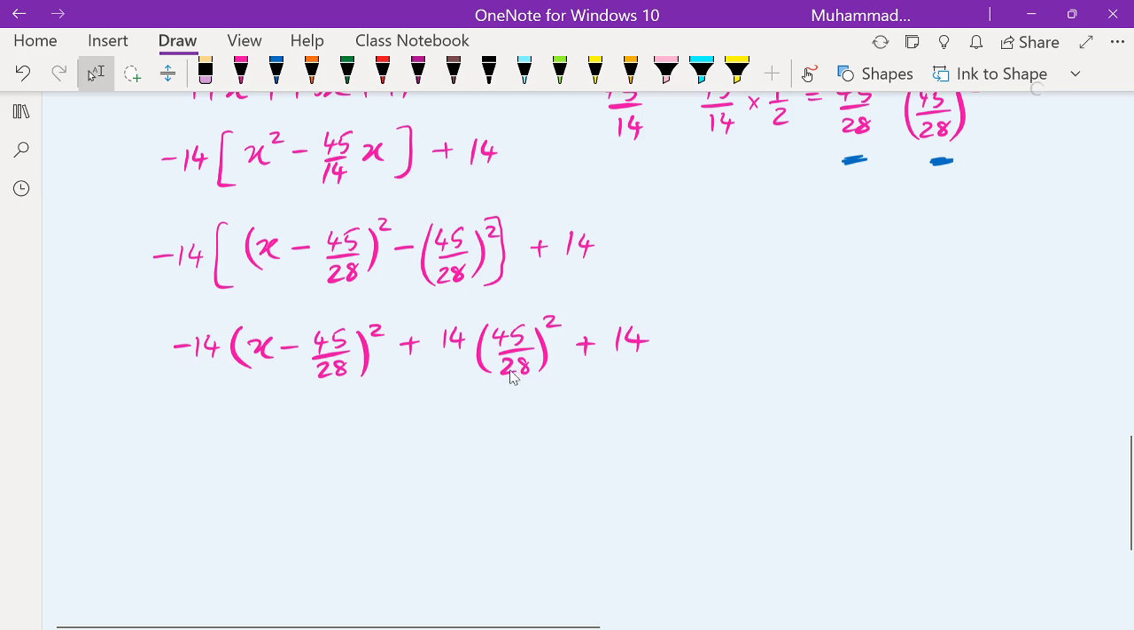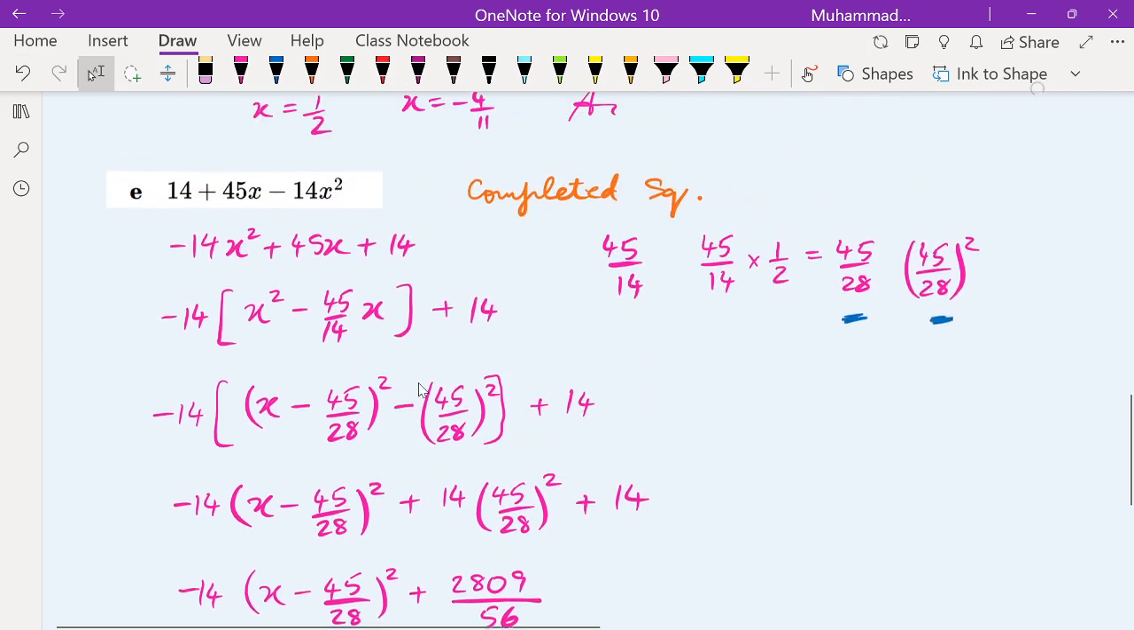It's a big number. I don't force you to try it out without the calculator. You can just plug it in and find out what the thing is. It's a big fraction. So, 2809 over 56. There you go. So you see, this is how it's done.